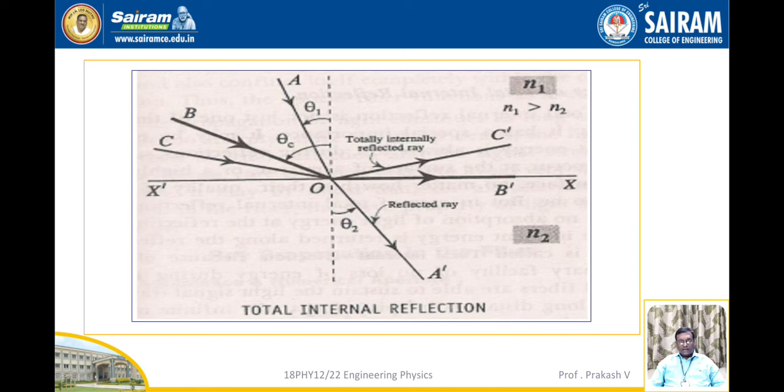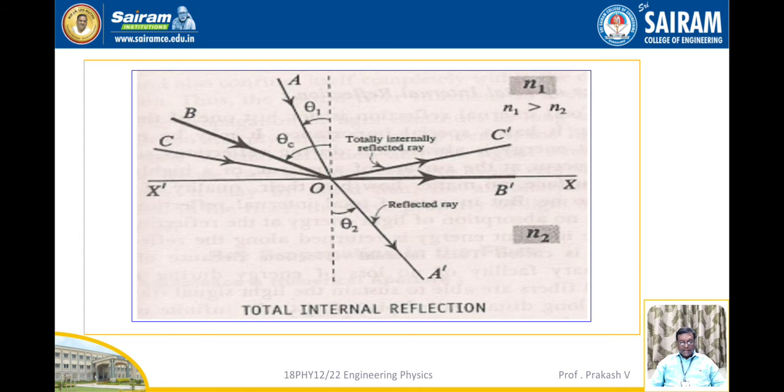The other ray, that is the third ray CO, is incident with an angle greater than the critical angle theta c, such that it will undergo total internal reflection and reflect back into the same system, and it travels along OC'. Now you can look at the process in this picture.